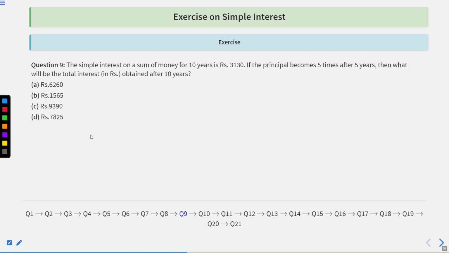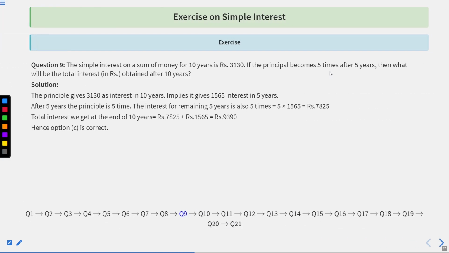Question number 9. The simple interest on a sum of money for 10 years is 3,130. So if the principal becomes 5 times every 5 years, then what will be the total interest in rupees obtained after 10 years?